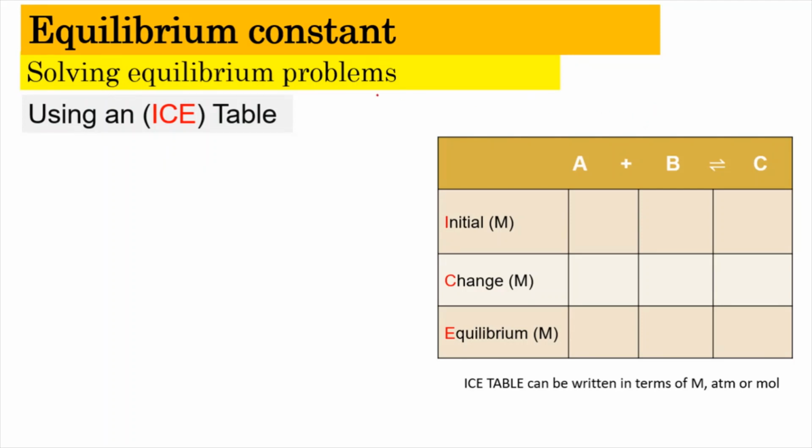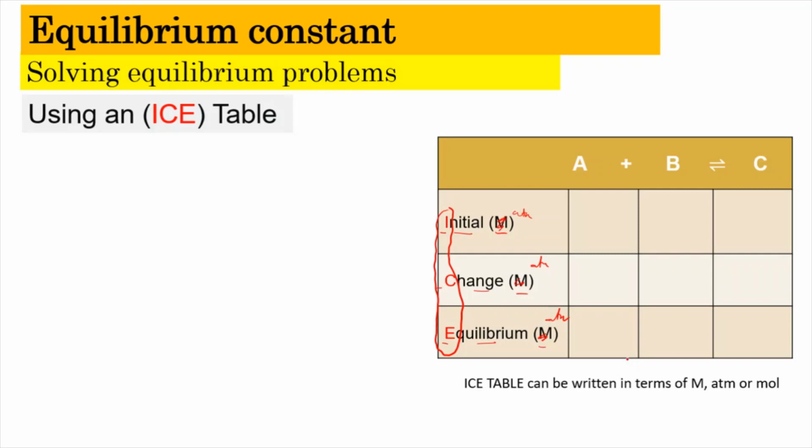So, solving equilibrium problems. In order to solve the equilibrium problem, we're going to use the ICE table. The ICE table basically represents initial, change, as well as the equilibrium, and that is where the name ICE is obtained. The ICE table can be written in terms of the concentration, which is in molarity, or we can adjust that according to our situation. For example, we can use it for atm, or we can also put it in terms of mole. So it is adjusted according to our needs.